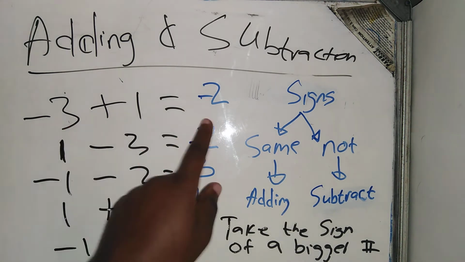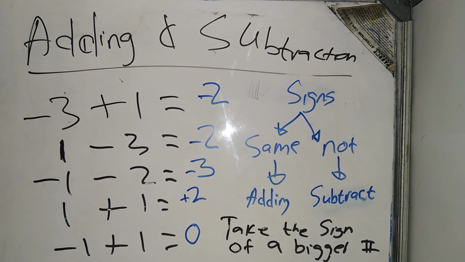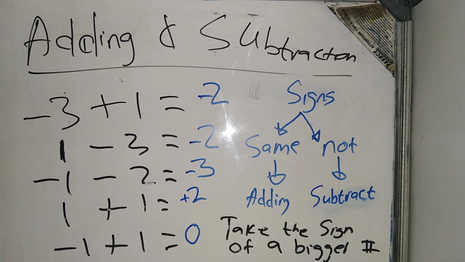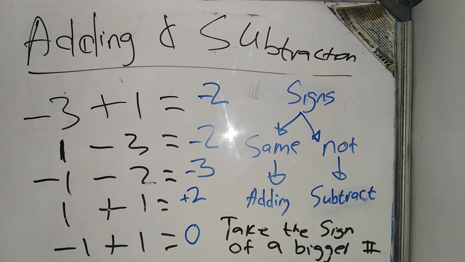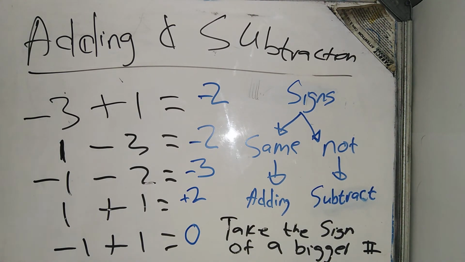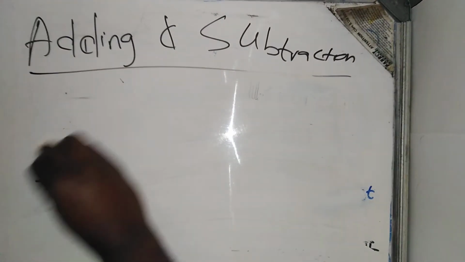This is how we got this answer here, and this answer here, and this answer here, and this answer here. This is how you add and subtract numbers. All right, and then this is basic operations, and then we are looking specifically at what? At signs.